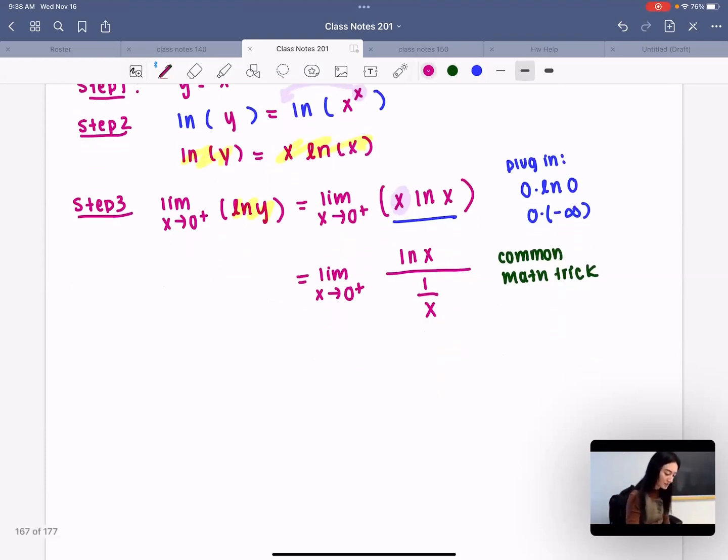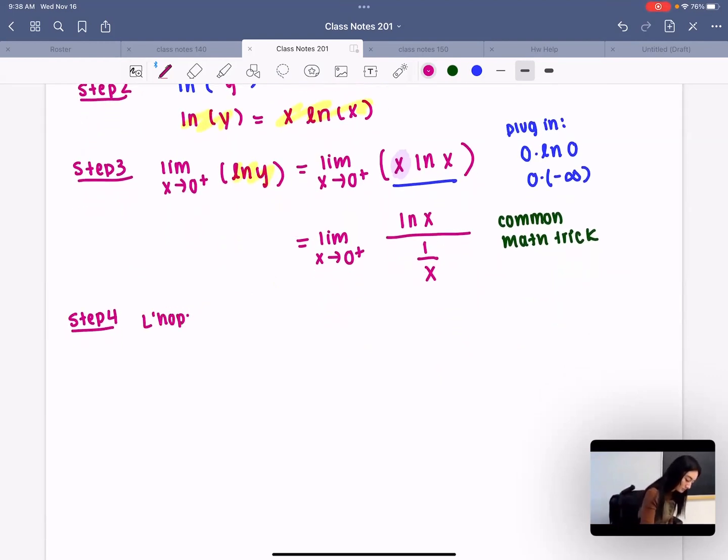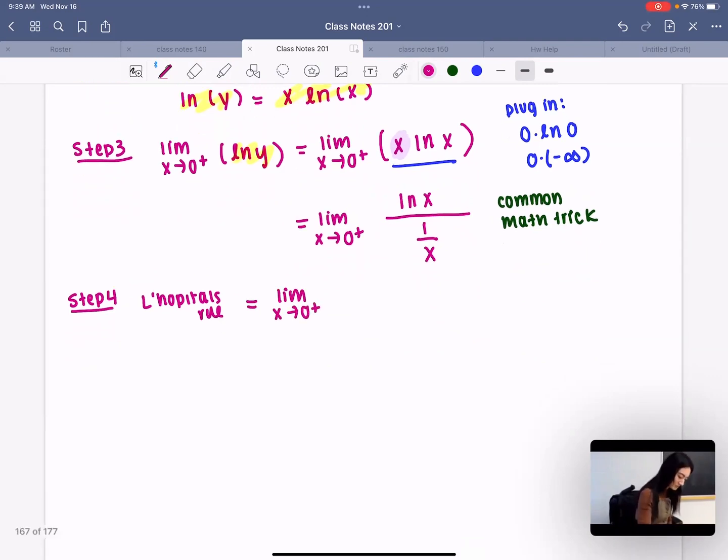All right. So you're going to plug in again and see that you have another indeterminate form. But step 4 tells us that we have to use L'Hopital's rule, right? So step 4 is we have to go ahead and use L'Hopital's rule. Okay. What's the derivative of ln of x? 1 over x. Good. So the derivative of natural log of x is 1 over x. What's the derivative of 1 over x? Negative 1 over x squared. Good. Negative 1 over x squared.